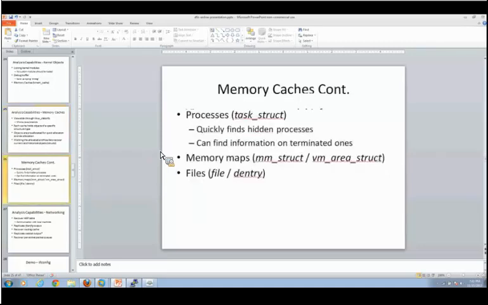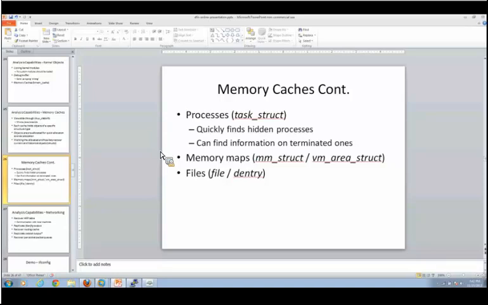So the caches that are of most interest to us, as I said, you have the process cache. You also have the memory map cache. This is going to show you that output we saw from the proc maps plugin. So you can see all of the libraries that are loaded into memory, and all the applications that are loaded into memory. And for the historical ones, even if you're only able to get the name, that's still helpful.